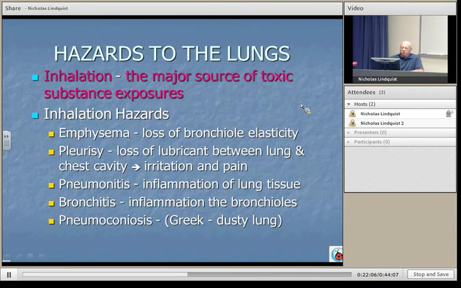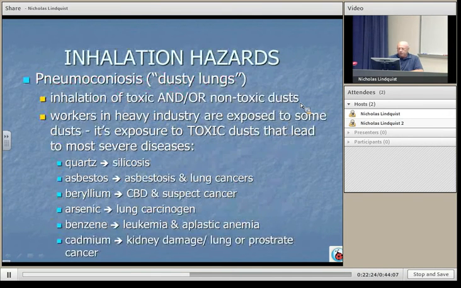Pneumoconiosis, a very common word in industrial toxicology from an inhalation standpoint, basically means a dusty lung. Foreign substances get into the lung, and it can cause blockage and damage to that respiratory tract system. Pneumoconiosis, Greek word. Dusty lungs. It can cause toxic response, or it can be caused by non-toxic dust.